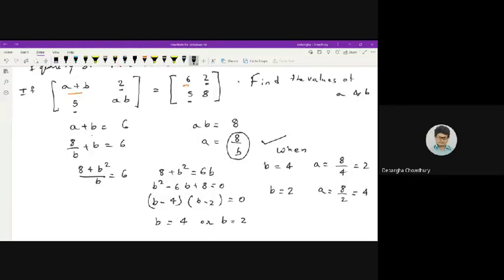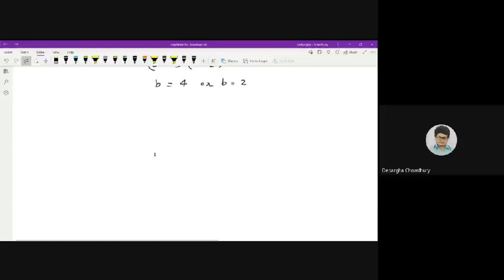Okay, this is how we actually solve this kind of problems based on equality. You will be facing this kind of problems a lot, so let us do another.